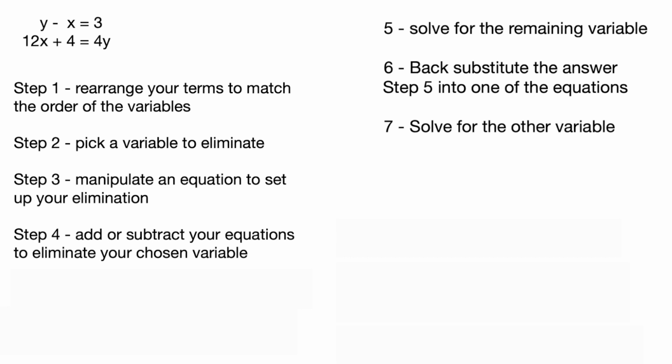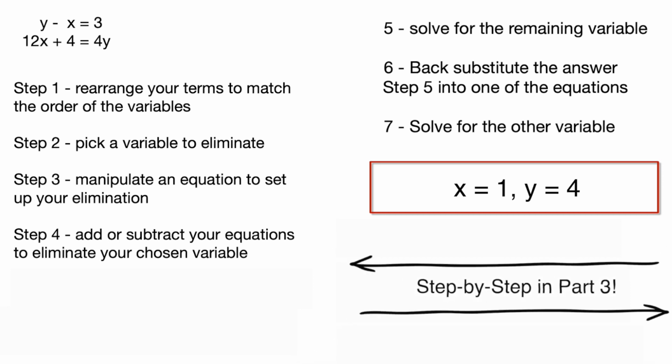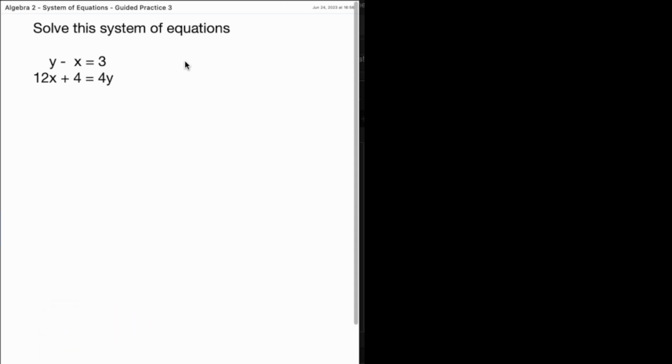If you still don't get the right answer of x equals 1, y equals 4, then check out part 3, where I show you how to solve this problem step by step. I have a simple system of two equations. Well, your first step is to get your variables on both sides going in the same order.